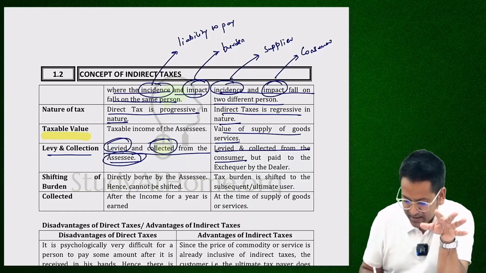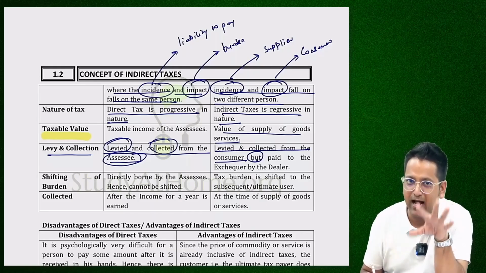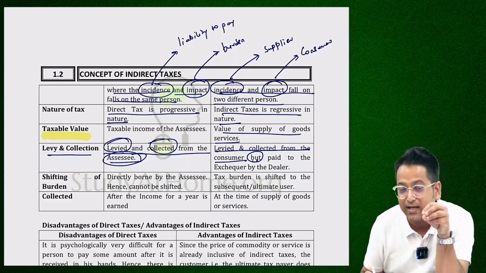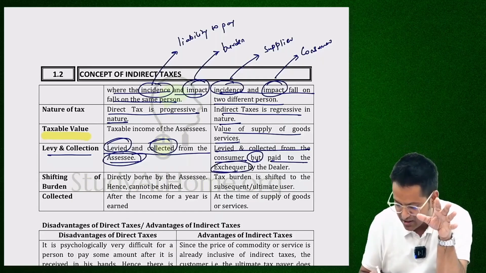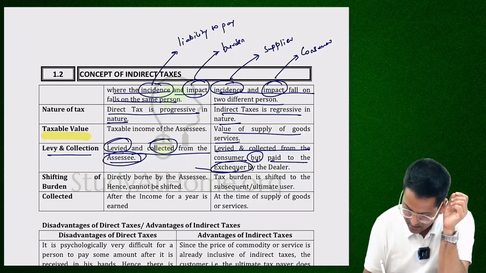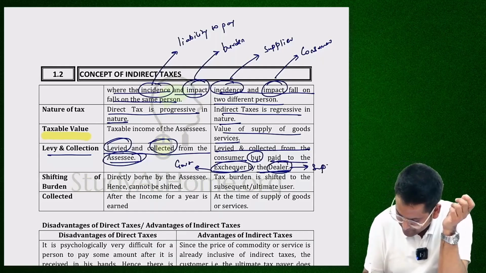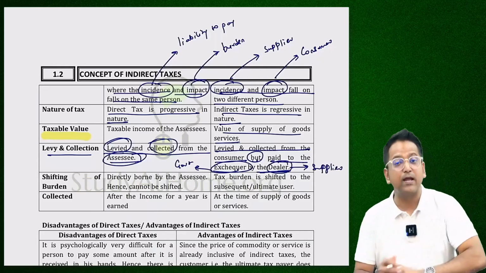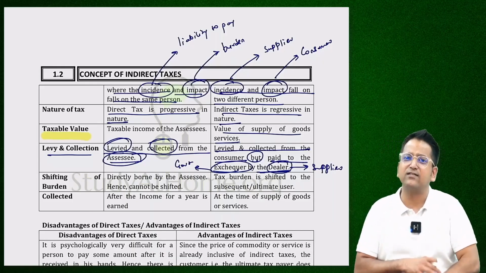But one thing you need to keep in mind is that the government is not directly charging the consumer. They will charge the consumer, but the government will not take it directly from the consumer. They will take it indirectly. Okay? But it is paid to the exchequer. Exchequer means government. And it is paid to the exchequer by the dealer. Dealer means supplier. They will impose tax on the consumer, but collect it indirectly, so who will they collect it from? From the supplier.